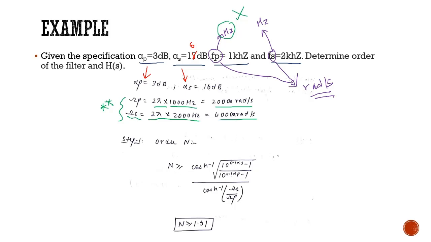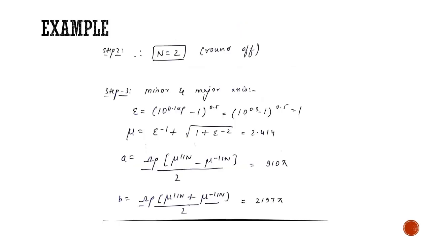Moving on to the first step, we find order n, which is fairly straightforward given that we already know how to find n. In the case of a Butterworth filter, we take these values, we put them here, and we get n to be 1.91. So no prizes for guessing, the order is going to be 2. The order is 2 because it's rounded off.